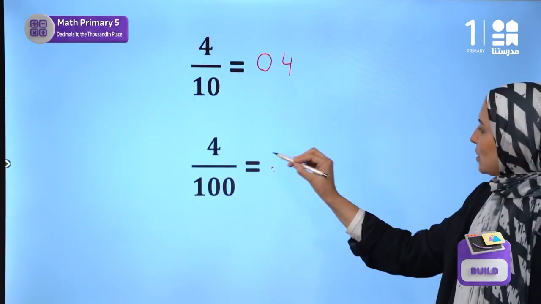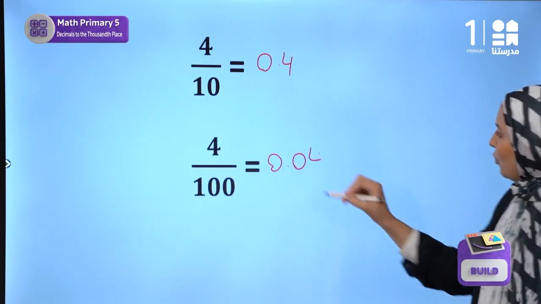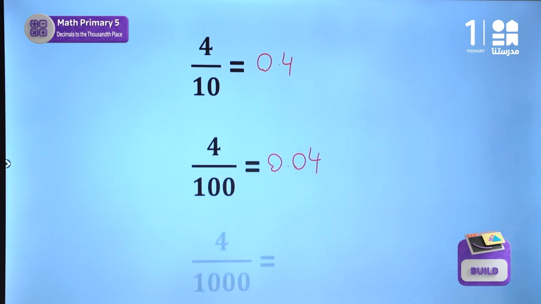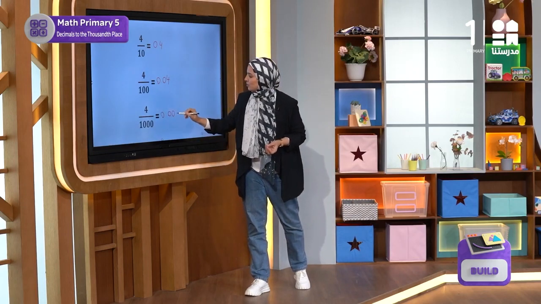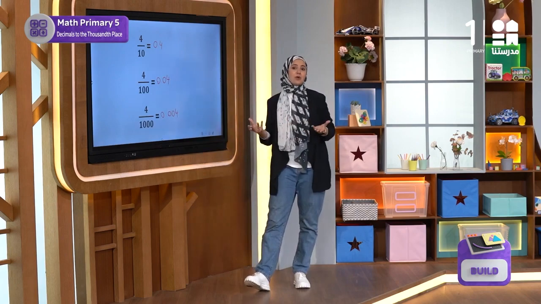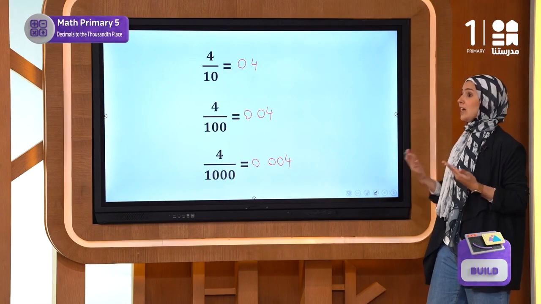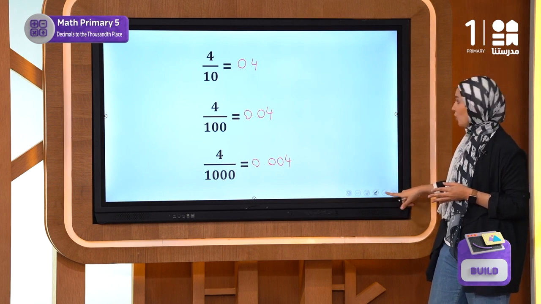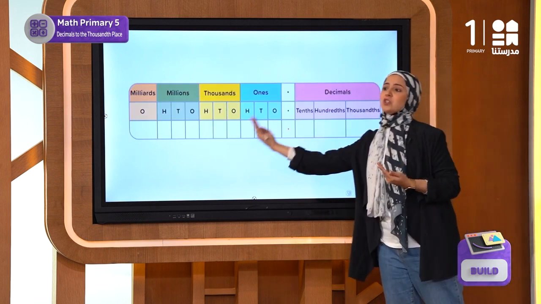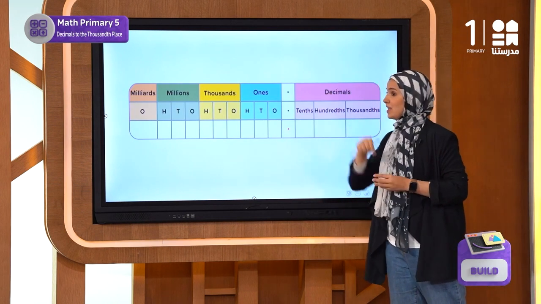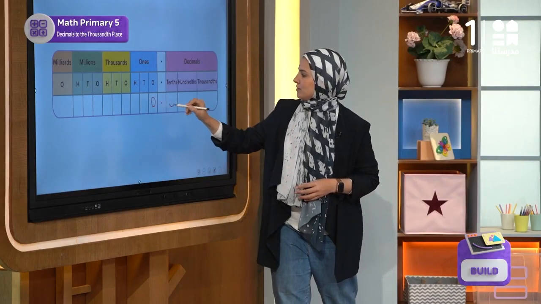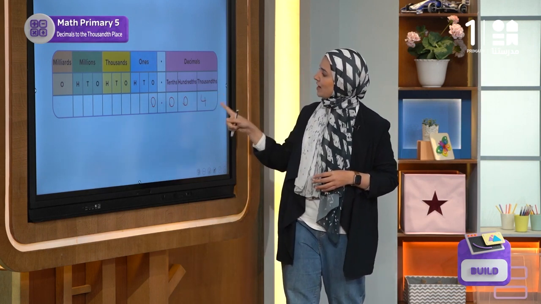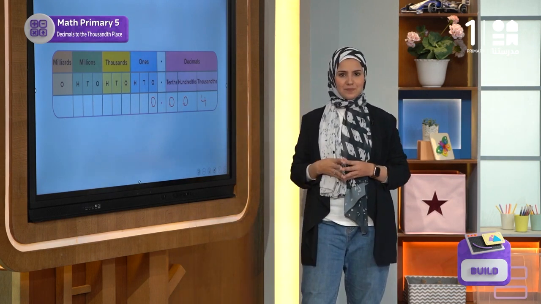Yes, it's 0.04. And what about 4 over 1,000? Yes, that's right. We will write it as 0.004. Now, let's write it down on the place value chart. What do we see? We are going to see that we have zeros in all the places except in the thousandths place. Let's write it down together. So, it's 0.004, which is read as 4 thousandths.